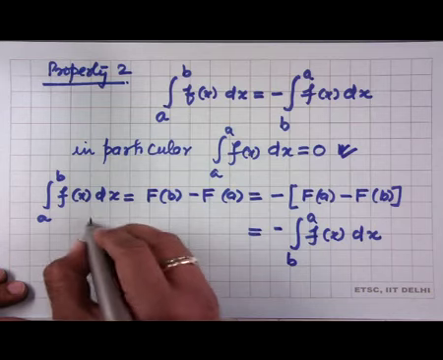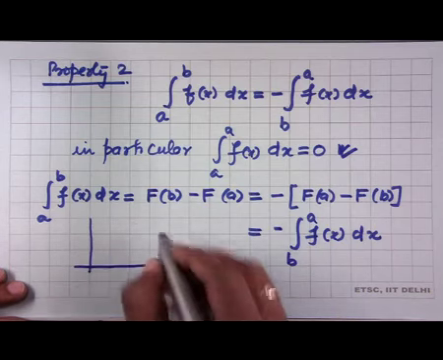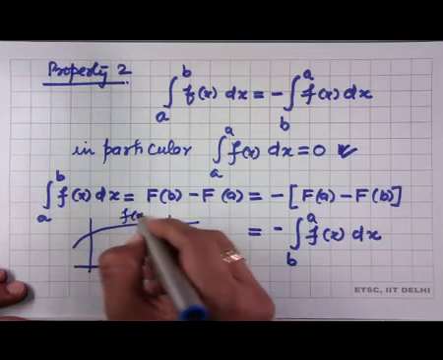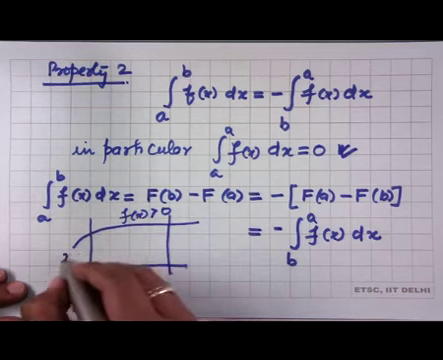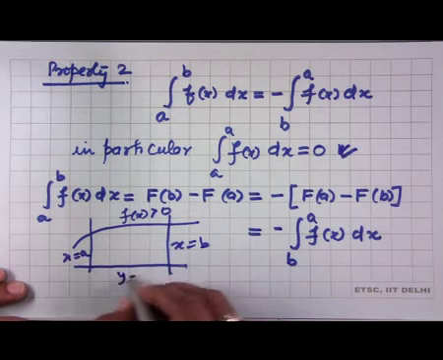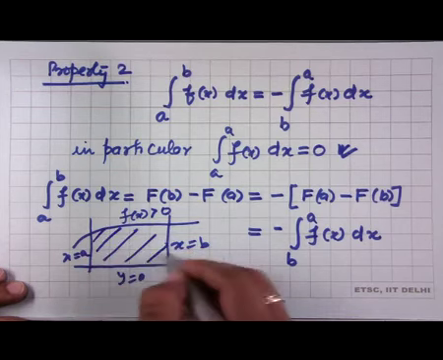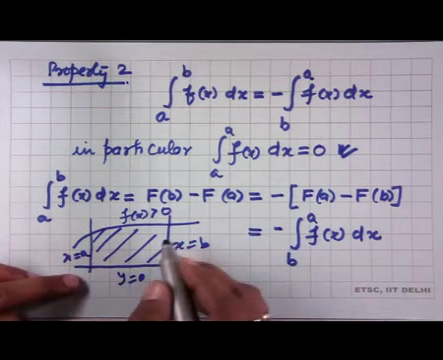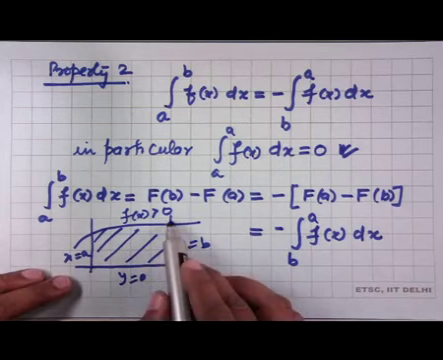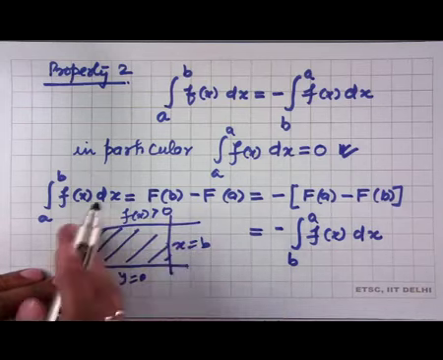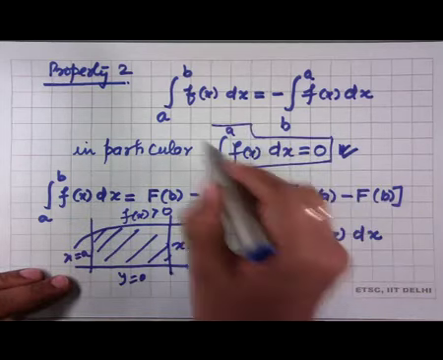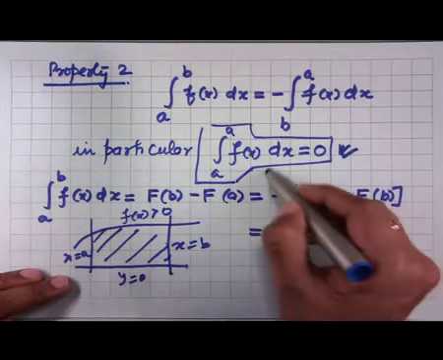Another explanation for this, that integration from a to a is 0: suppose f(x) is positive and the graph is like this, so this integral will represent the area under the curve. If b coincides with a, it is very easy to realize that the area will be 0. If vertical line B is coinciding with vertical line A, the area will be 0, hence this property. Therefore, this property is true.